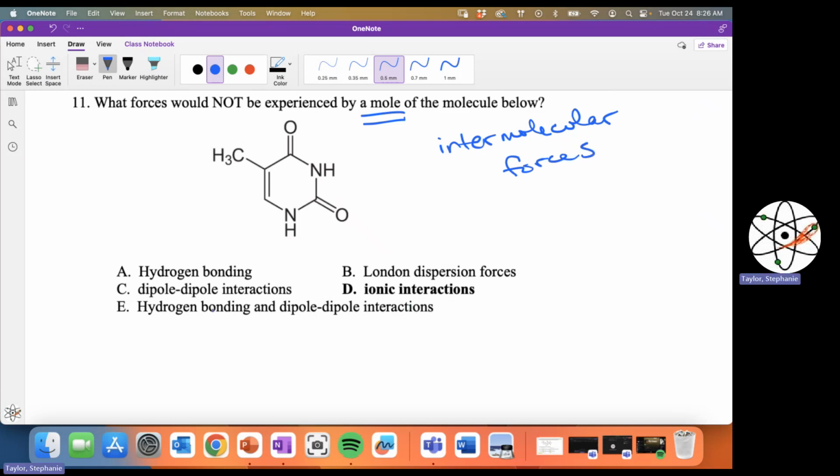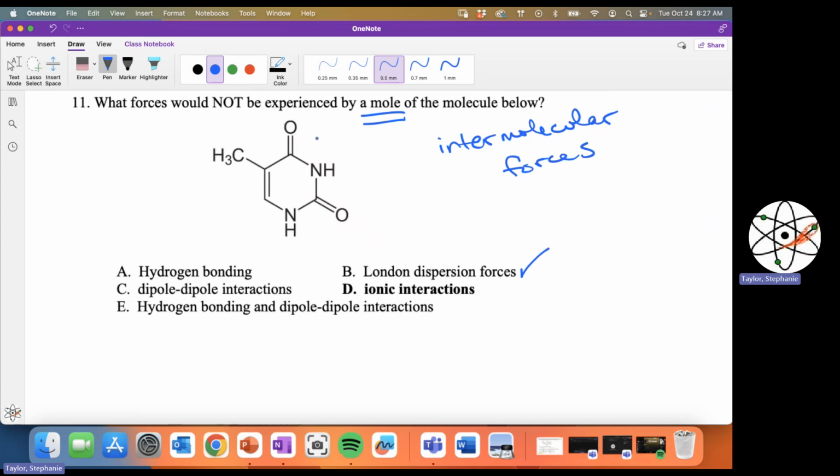And all of these down here, except really for ionic interactions, again, do those count as intermolecular forces or not? But one thing to note is that since they're intermolecular forces, there are atoms. Those are going to have electron clouds, so it should have dispersion forces. Those should definitely be there.